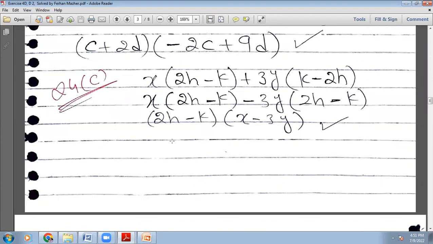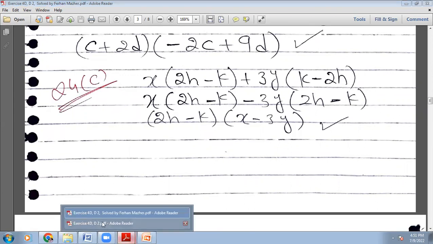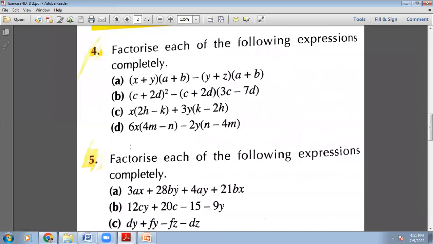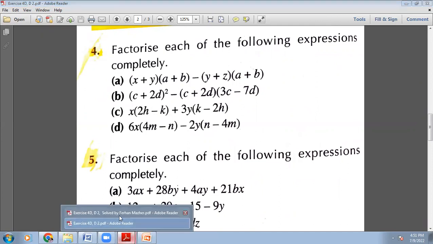Very important and tricky step here. Okay, so pause the video, take your time, understand what I've done. I've taken a minus common. So that's why the order has changed in that bracket. Now we have the 6x bracket 4m minus n bracket close minus 2y bracket n minus 4m. These two brackets have a little difference. If I take a minus out, it will become plus and their order will change. This is the trick to do this.